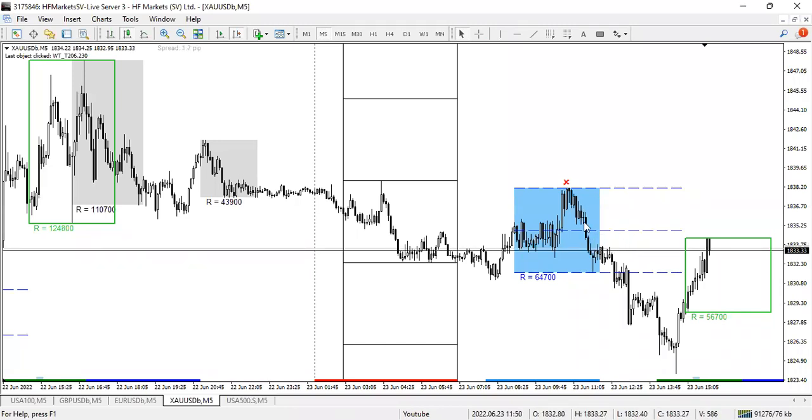This is a void in here being filled. Also, a low is broken here. So potential order pairing happening right there.